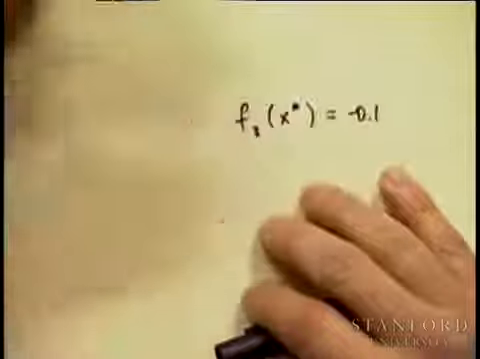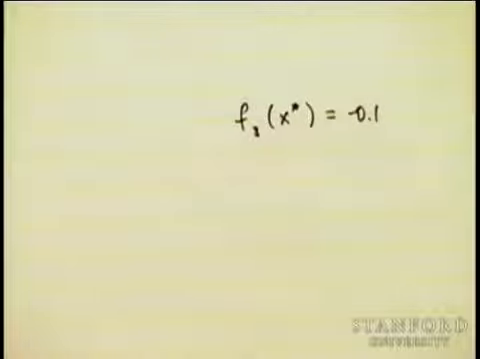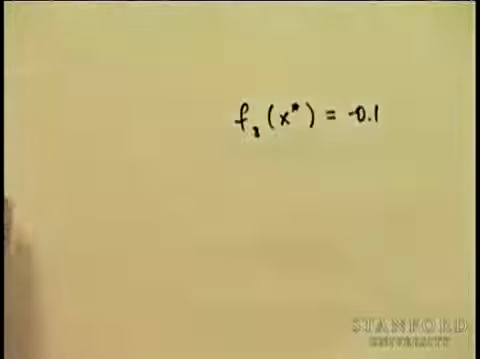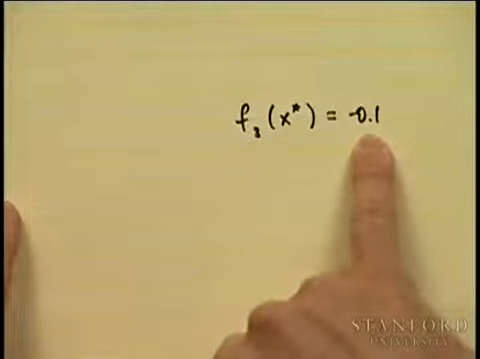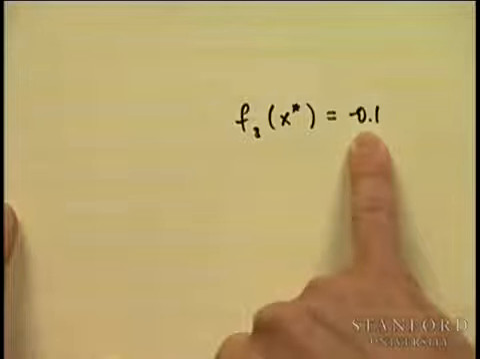Ready? Let's do this. Let's solve an optimization problem. And let's suppose that f3 of x star is equal to minus 0.1. Okay? What does it mean? It means that the third inequality constraint is slack. It's not tight.